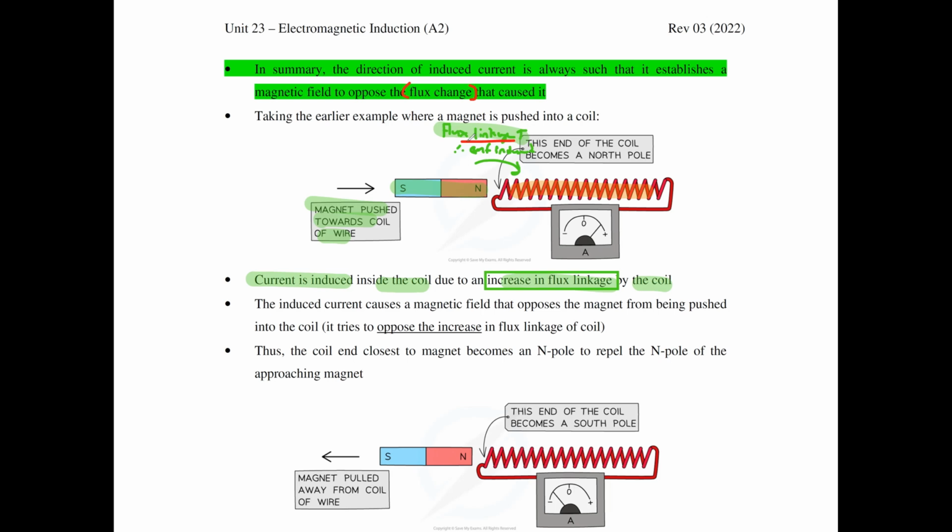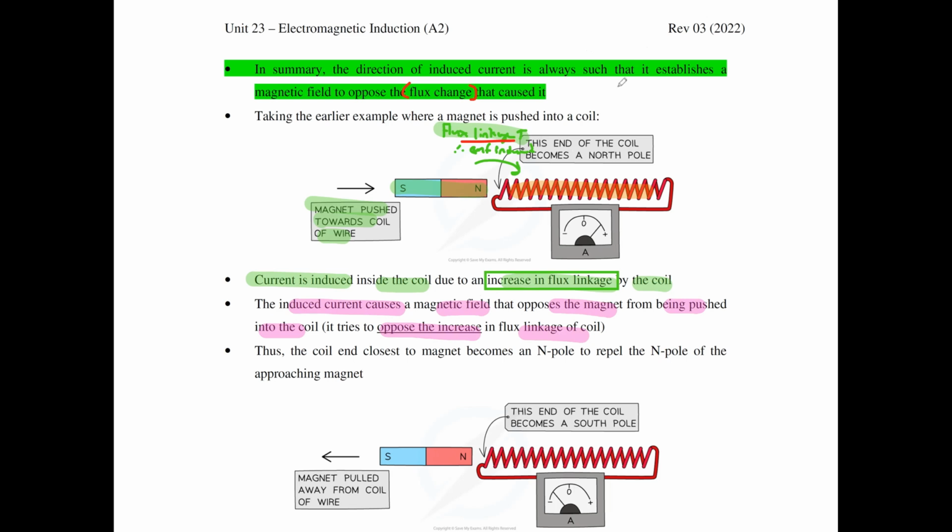So Lenz's law says that whatever you do, you will try to oppose this increase in flux linkage. So how is it going to oppose the increase in flux linkage here? The induced current will flow in such a way that it now produces a magnetic field that opposes the magnet from being pushed into the core. When it does so, it is actually trying to oppose the increase in the flux linkage of the core.